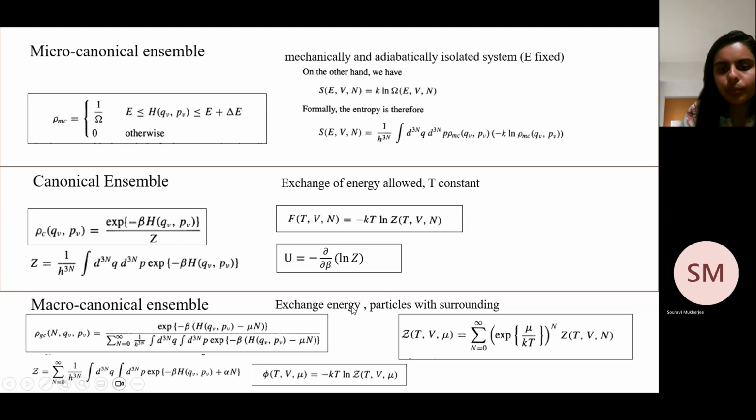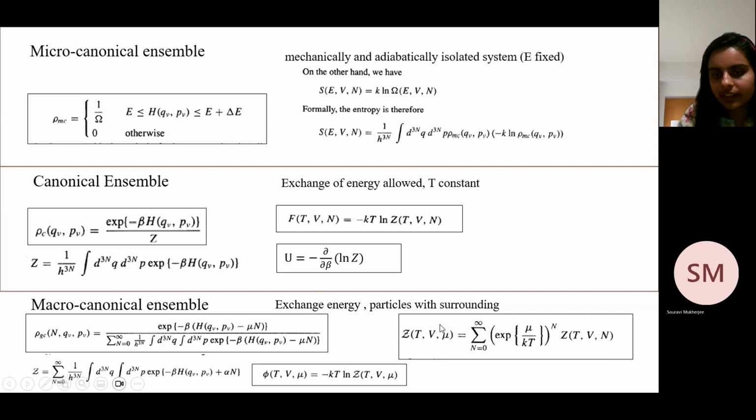And then when you have an open system where you can exchange energy as well as particles, now you have this e to the power minus mu N term, right? It comes because now you can exchange particles as well. And this is how you define the grand canonical or macrocanonical partition function. Again, you can use the partition function to find the grand canonical potential, which is given as minus kT ln Z. So this Z here is the partition function for the grand canonical ensemble.